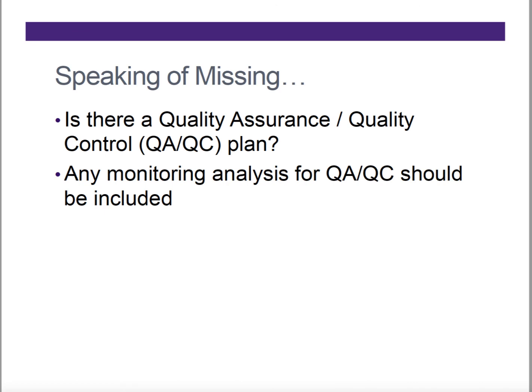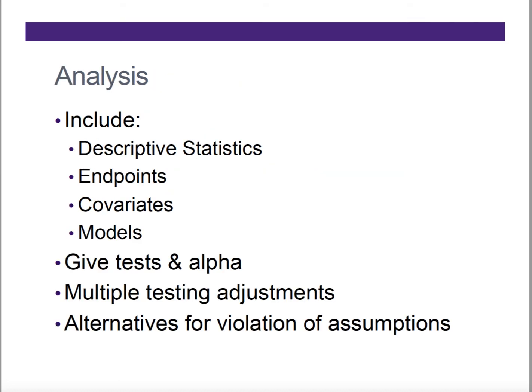Speaking of missing data, is there a QA/QC plan? Do you have monitoring analyses planned for quality assurance and quality control of your data? That should also be included in your statistical analysis plan. For your analysis, don't forget about descriptive statistics, endpoints, covariates, models, assumptions, tests, alpha levels, and any alternatives or multiple testing adjustments that you need to make in your analyses.